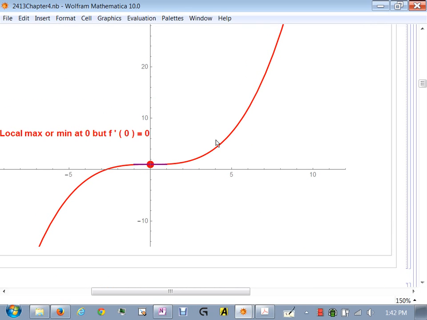Is this a continuous function? Does the derivative exist here? Yes. Is the derivative 0? Yes. Is it a local max? No. So wait a minute. The derivative exists and the derivative is 0 and it's not a local max? The theorem didn't say that's what we would get, right? The theorem said if you have a local max or min and the derivative exists, then it must be 0. It does not say if the derivative is 0 that it has to be a local max.